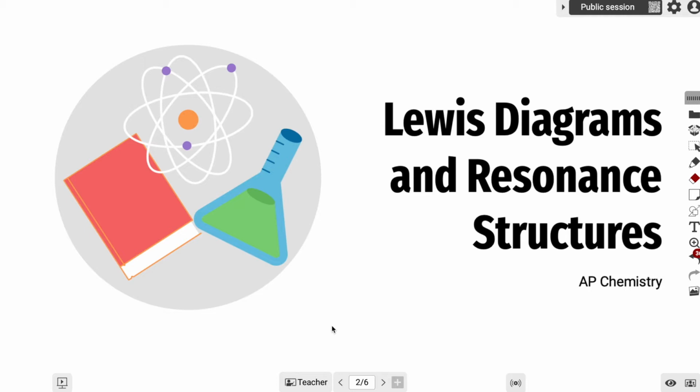This is a pretty big topic on AP Chemistry since it will allow us to analyze molecular polarity as well as bond geometry. So we could determine the shape of the molecule, for example, if it was bent, tetrahedral, trigonal planar, and so on. But we will worry about those topics later on. All we want to focus on right now is just how to draw Lewis diagrams and how to identify resonance structures. So with that being said, let's get into it.